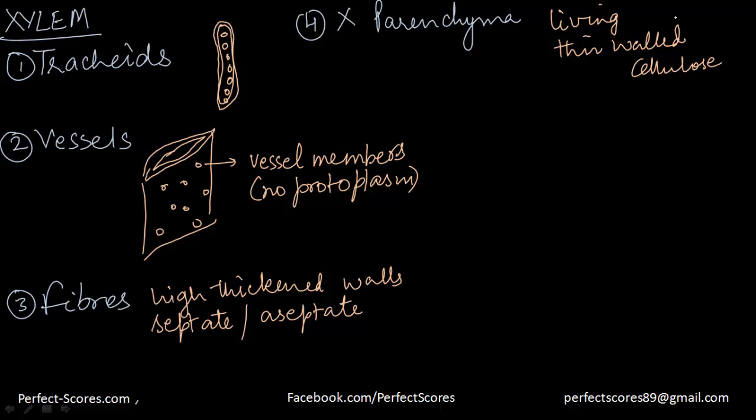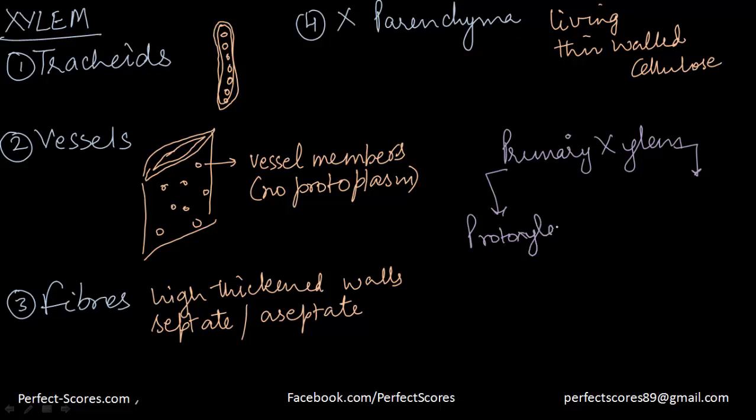And apart from this, you need to know that the primary xylem is further of two types. So let me write it down here. One of them is known as the protoxylem, which was formed earlier, and the one that was formed later is known as the metaxylem.